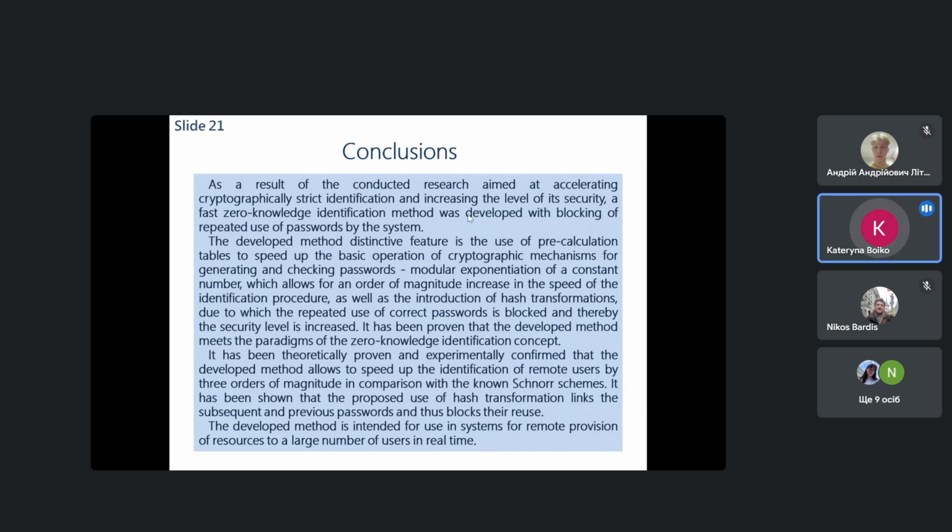The final slide, slide 21, presents the conclusions. I hope that the developed method has piqued your attention. If you have any questions, I would be happy to answer them.